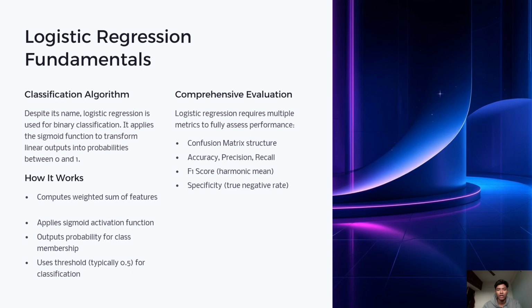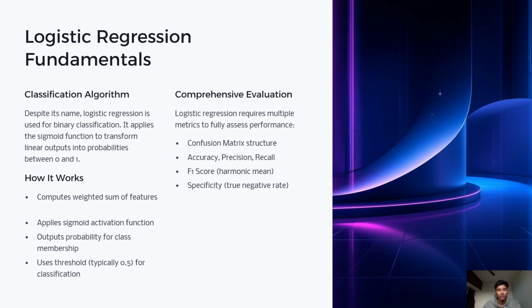Logistic regression evaluation metrics. For logistic regression, we can't evaluate using RMSE or R-squared. Instead, we use classification metrics like accuracy, precision, recall, F1 score, specificity, and the confusion matrix. Together, these metrics show how well the model predicts both positive and negative classes.